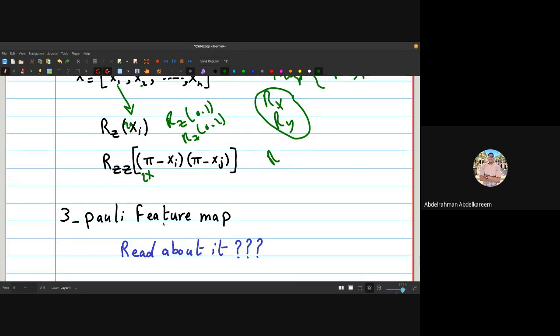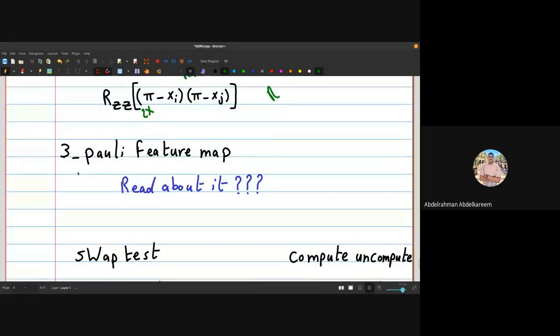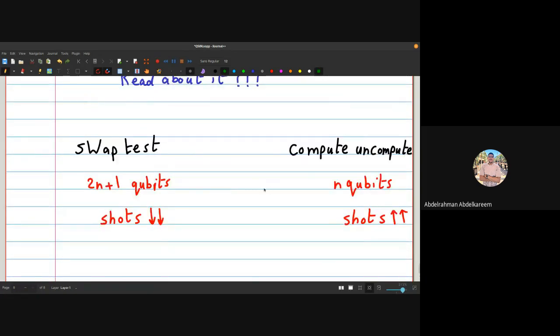Okay. So this is a small comparison between the swap test and the compute-uncompute method. The compute-uncompute only needs n qubits. It depends on the encoding types, of course. If you use amplitude encoding, it will need log n qubits. For the swap test, it requires double the qubits that are required for the compute-uncompute.